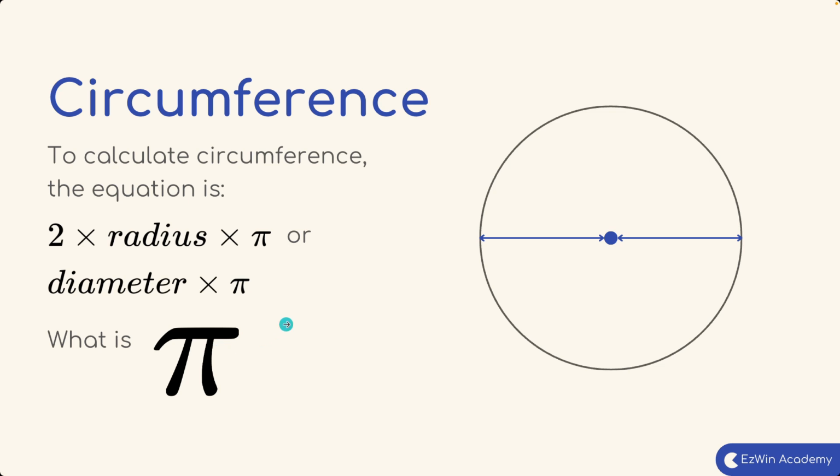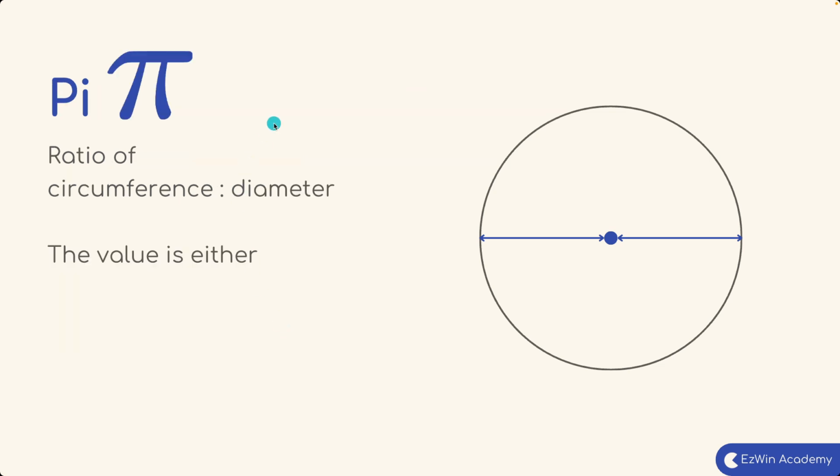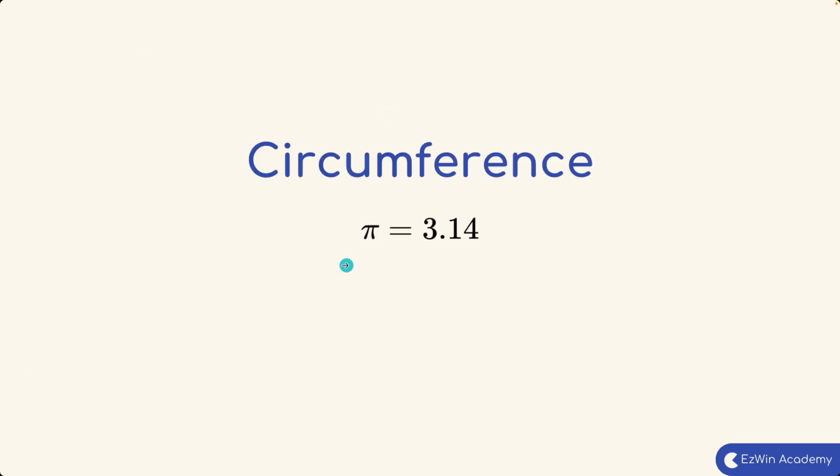So what is this little weird sign? Actually, this weird sign is called pi. Pi without an E. So pi is basically a ratio of your circumference to your diameter. You must know that this pi is going to be used to calculate our circumference. So the pi has a value of either 22 over 7 or 3.14. So the circumference is basically pi, which in this case we will take as 3.14, multiplied by the diameter or 2 times the radius.